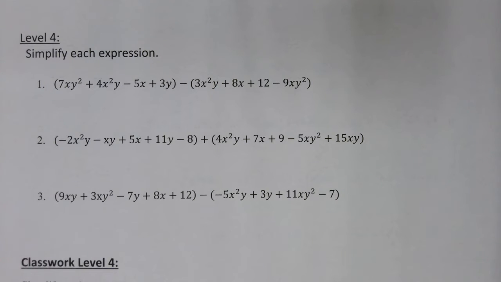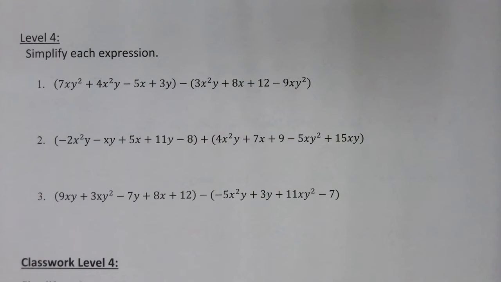Level 4 introduces the idea of having multiple variables instead of just the same variable in our polynomials, but our process is going to remain the same. I want to remind you that like terms mean that you have to have not only the same variables, but also the same exact exponents. For example, xy squared can only be added to other terms that have xy squared. It cannot be added to xy or x squared y squared.